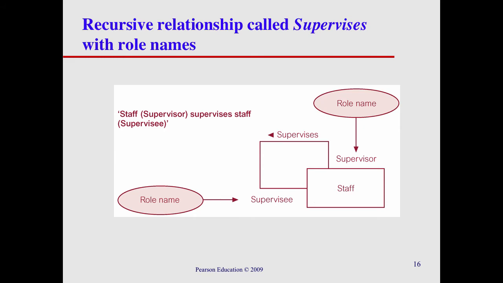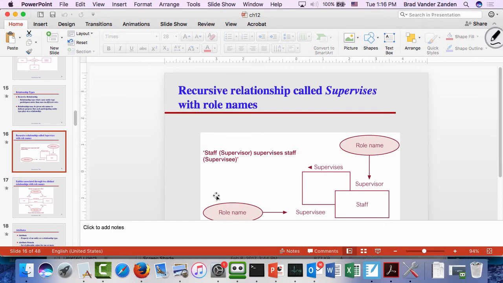And in the relation for staff, it might have manager, might be one of the attributes, and the manager is actually simply a staff number. Okay? So that's how the foreign key is, in that case, a staff number. So when we have this recursive relationship.